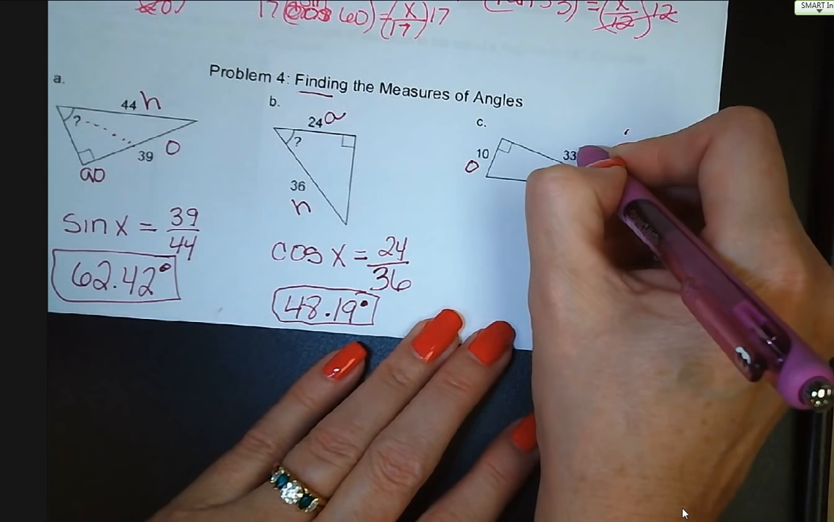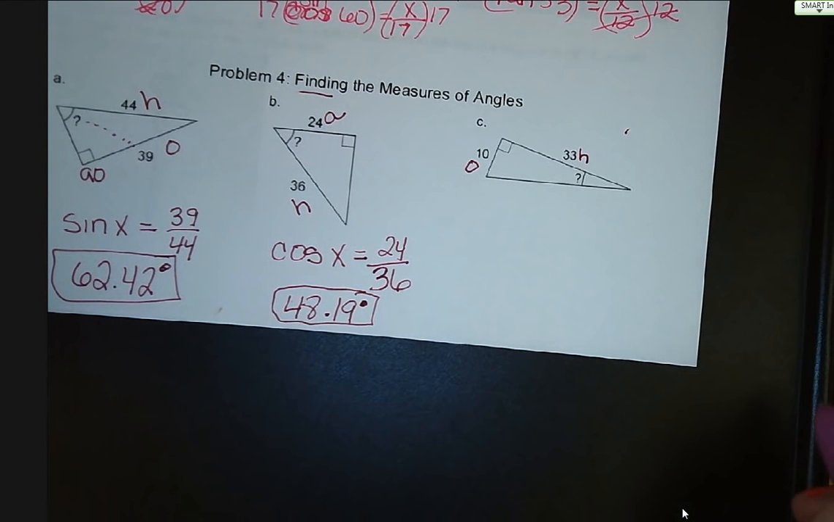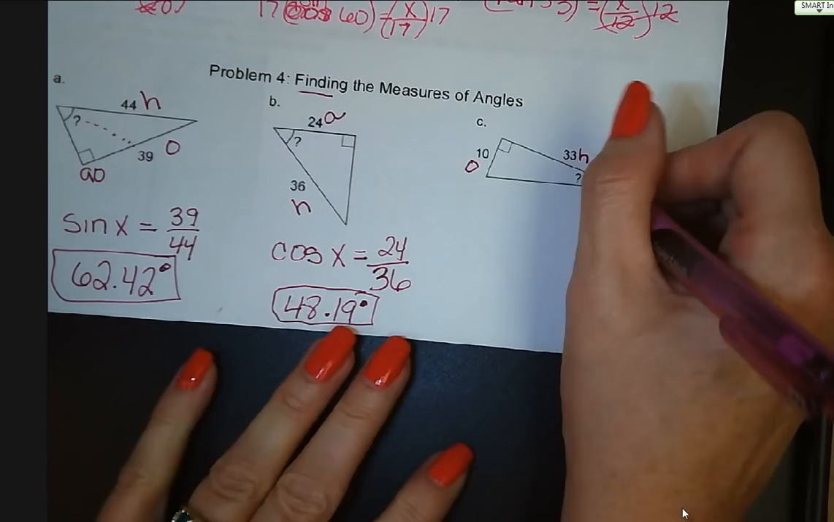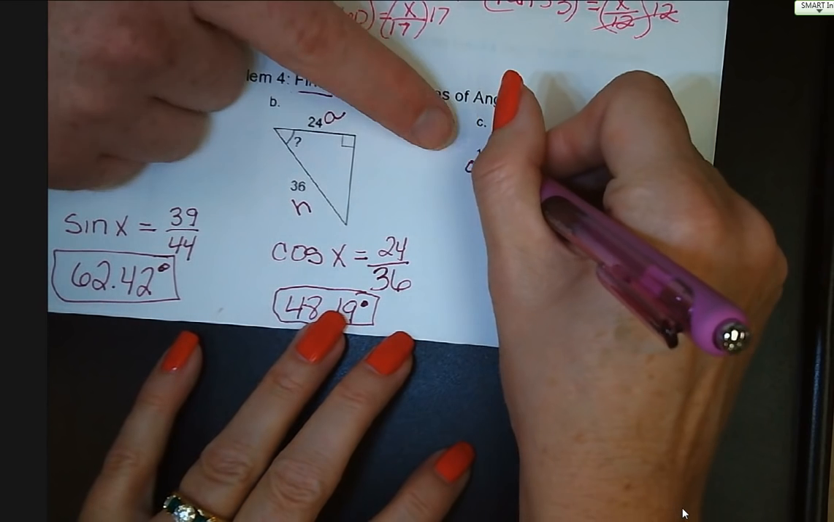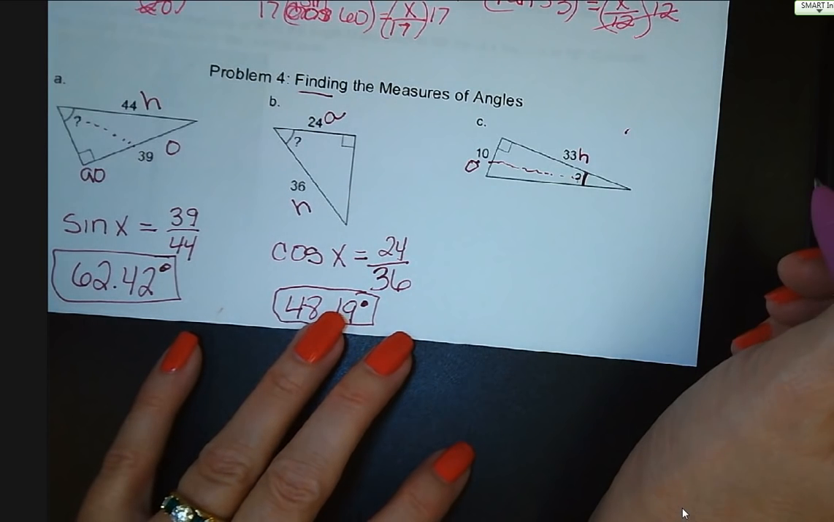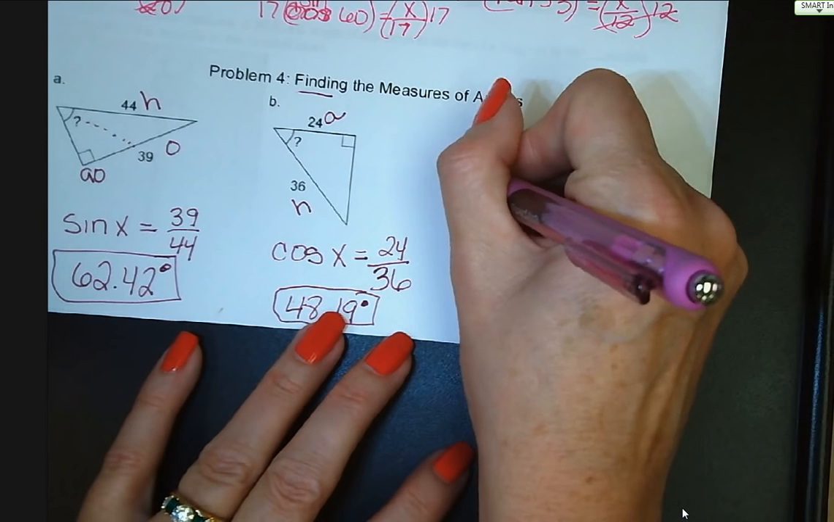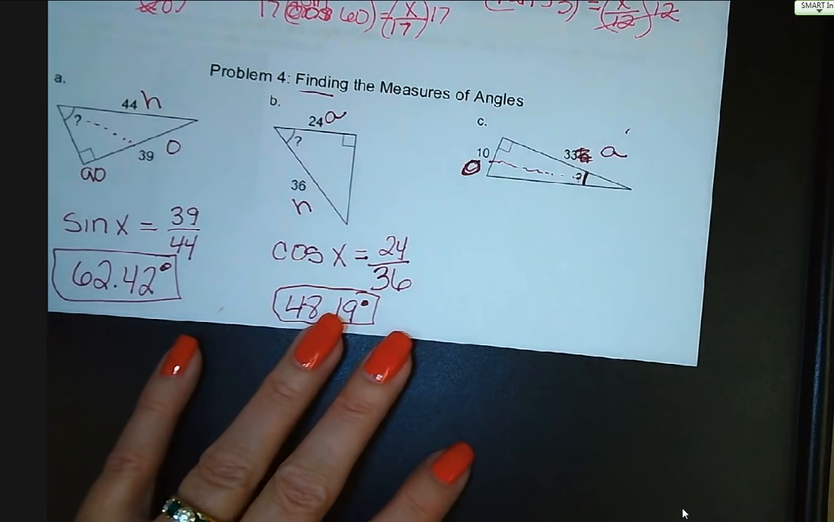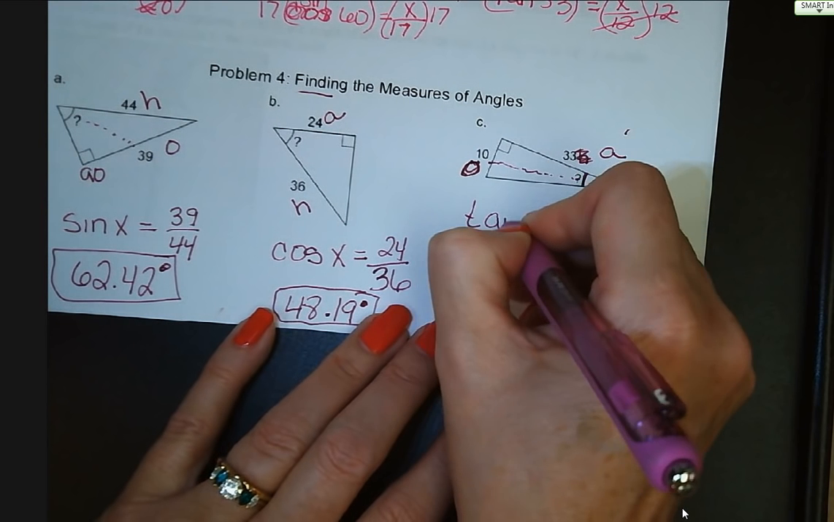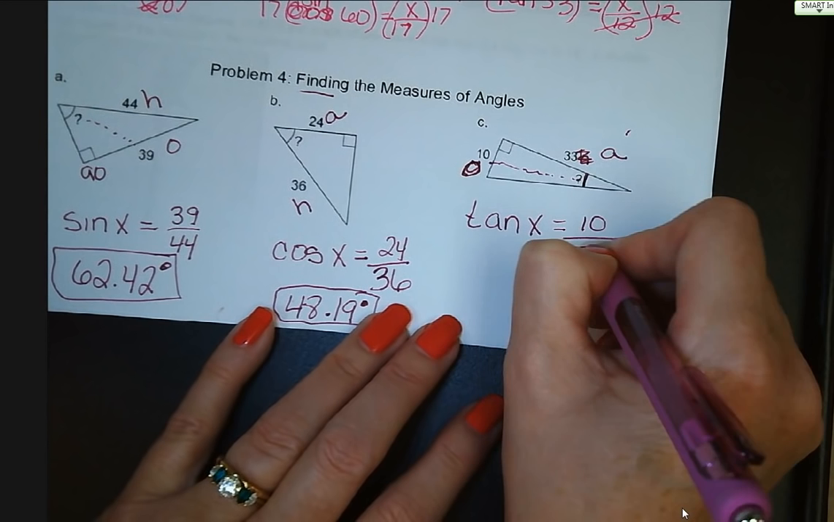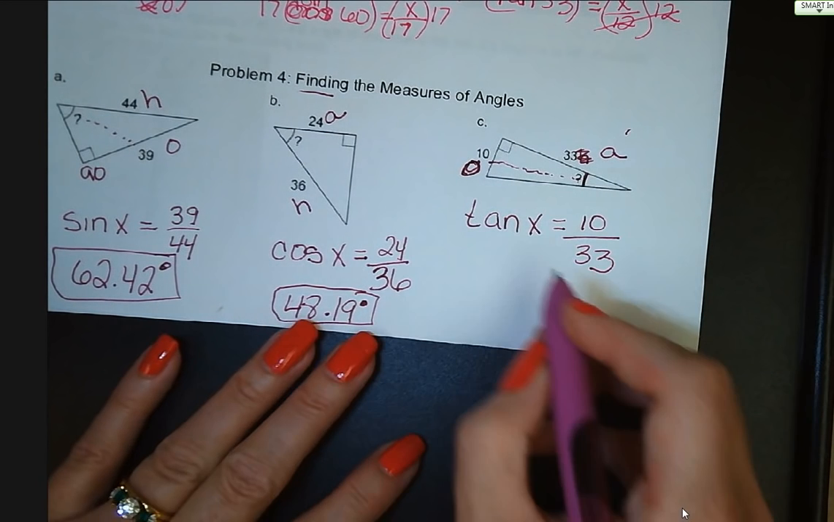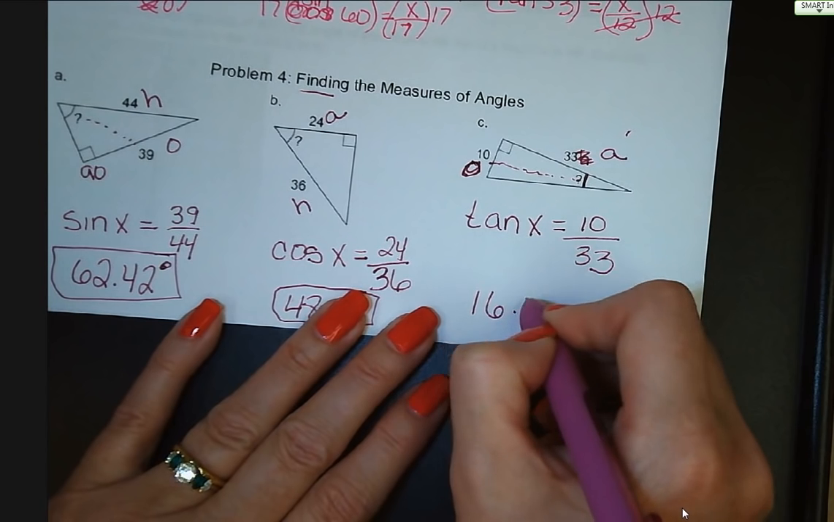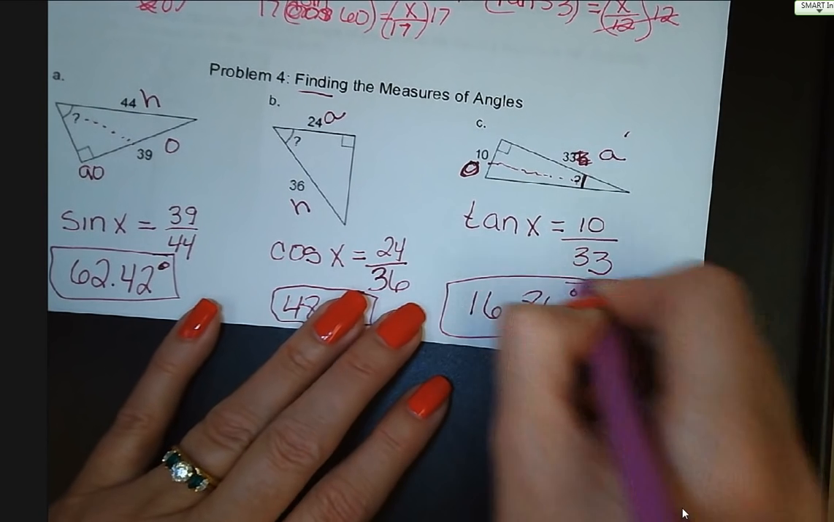Letter C, we have an opposite and we have a hypotenuse. That's a sine again. You wrote tan. Oh, because that's opposite and attached, not hypotenuse. So where's our right angle? Okay, but this is the angle we're looking for. Right. Opposite, attached. So, tangent of x is equal to 10 over 33. And when we do the inverse function, we get x is equal to 16.86 degrees.